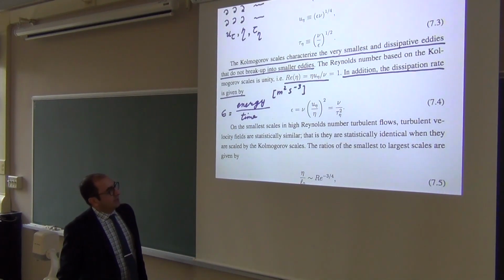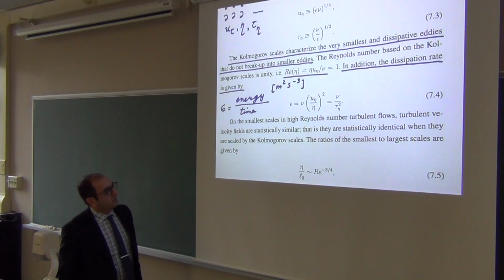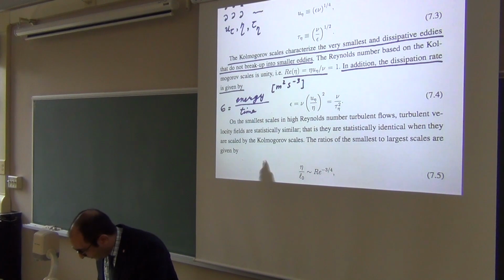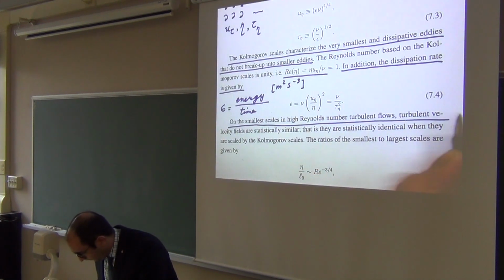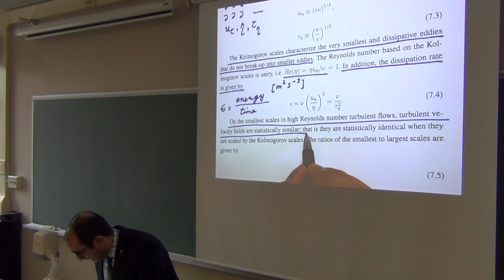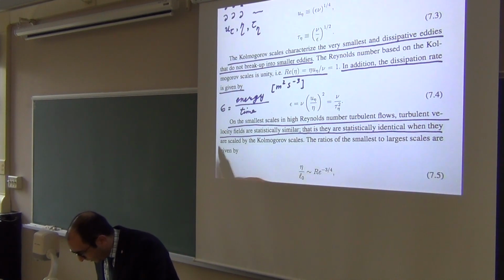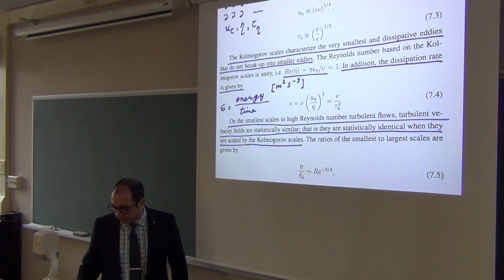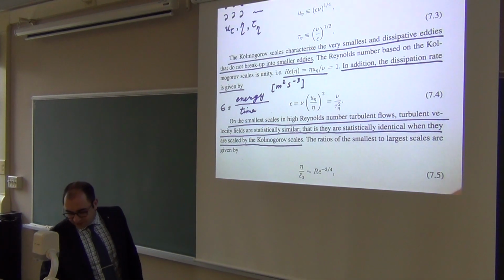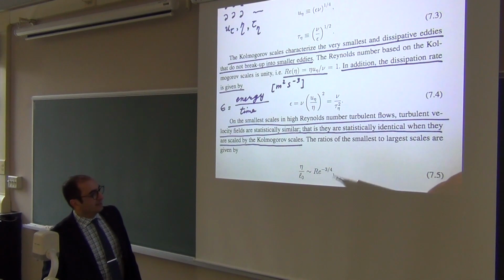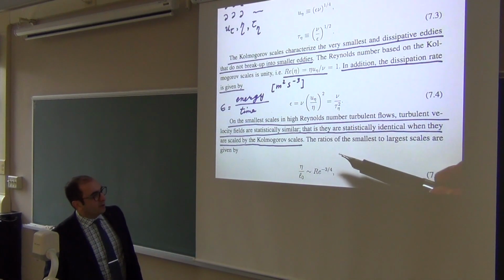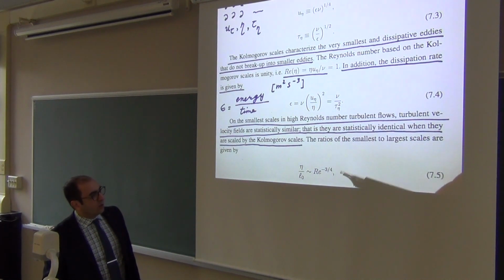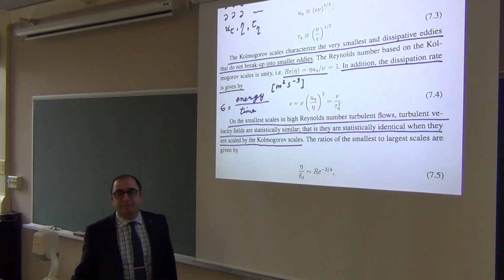On the smallest scales, in high Reynolds number turbulent flows, turbulent fields are statistically similar. That is, they are statistically identical when they are scaled by the Kolmogorov scales. So that is another profound statement, which means that after some given cutoff length scale, the turbulent motions are statistically similar, or self-similar.